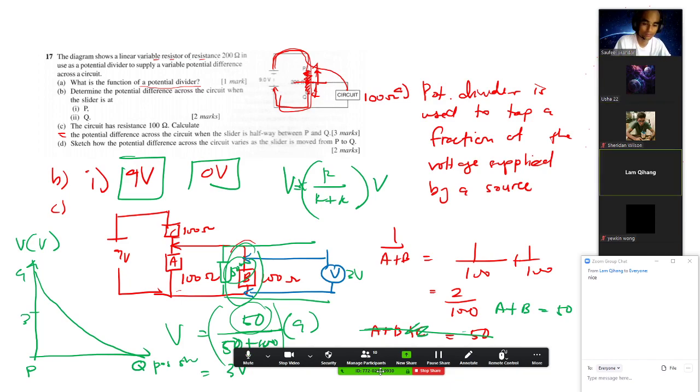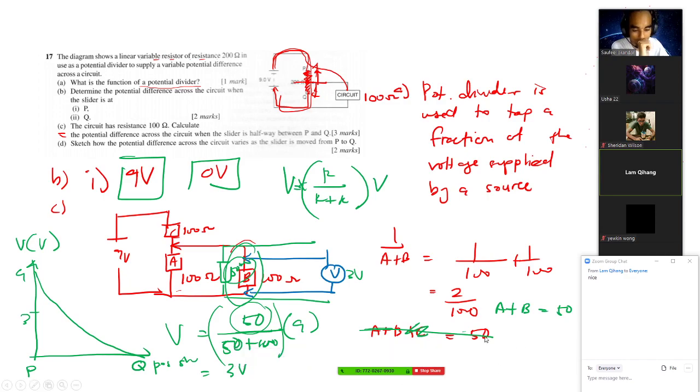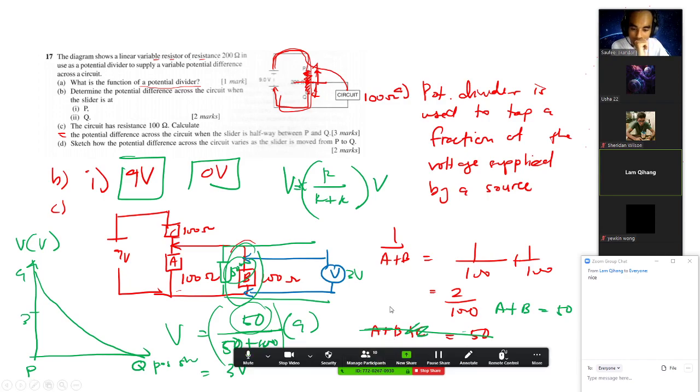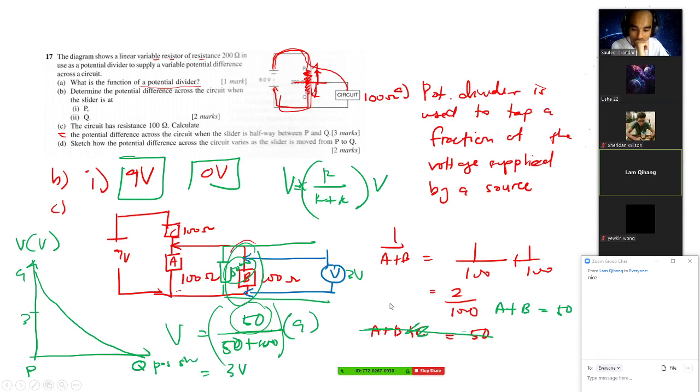Sir, wait, pardon. The circuit has 100 ohm, right? The circuit has resistance 100 ohm. Then why from the potential divider formula we use 50 over 150? What over 150? 50 over 100 plus 50. Okay, nice question.